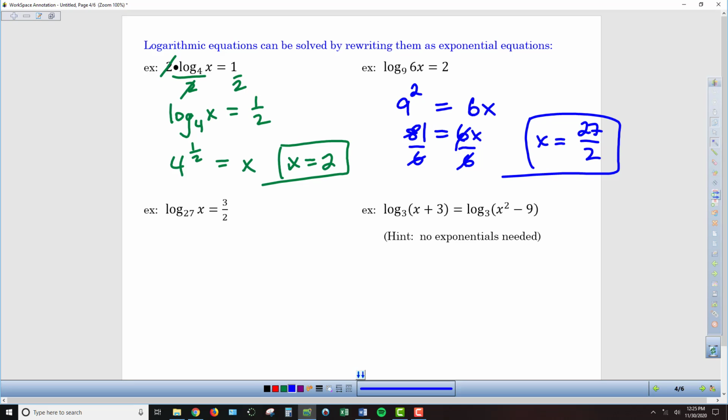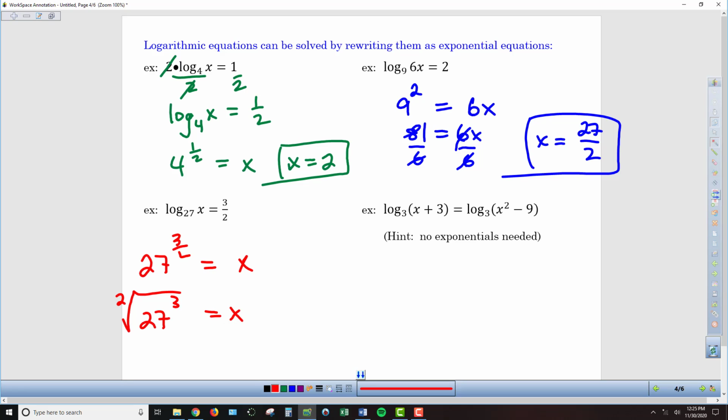For our third example, again, the same approach. Base of my log is the base of my exponential. The output of the logarithm, so the answer to the logarithm, is the exponent, so 3/2 equals the input to the logarithm, x. So raising 27 to the 3/2, again we're using our exponent rules here, so the numerator is the power on the variable or the input, and then the denominator is going to be the root, so we're taking the square root of 27 to the 3rd power. That's going to equal x.